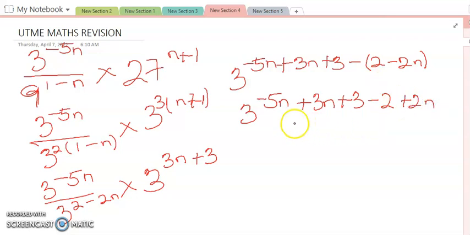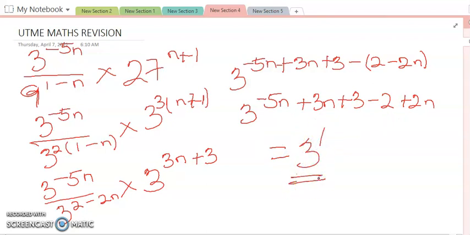Now, let us solve this. 3n plus 2n will give us 5n. 5n minus 5n will give us 0. Then you have 3 minus 2. That will give us 1. So the final answer will be 3 raised to power 1. That will be the solution to this question.